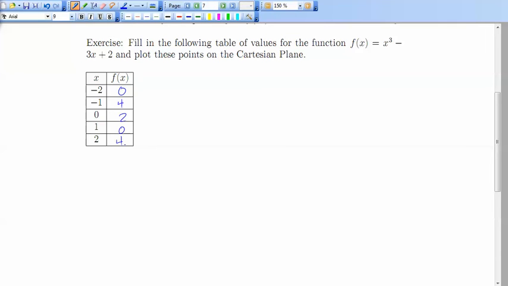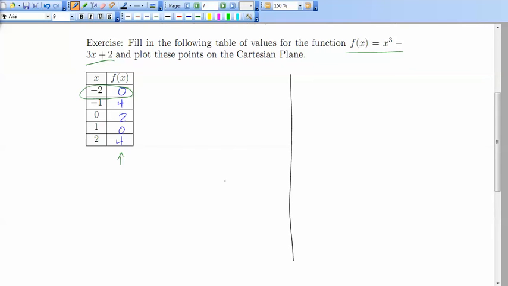Now, if you plug those x values there, -2, -1, up to 2, into our function, remember our function is up here, and we calculate the y values, these are the y values that we get. So I can plot those points. I can think of -2, 0 as being a certain point in the Cartesian plane.